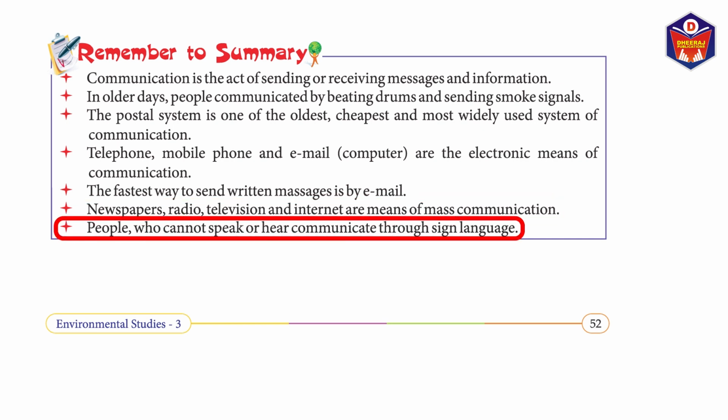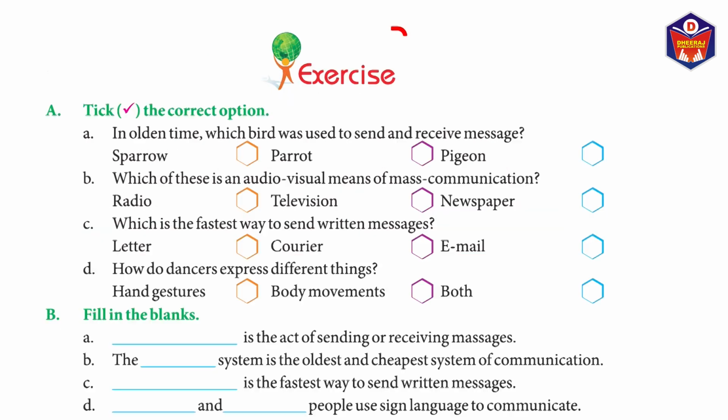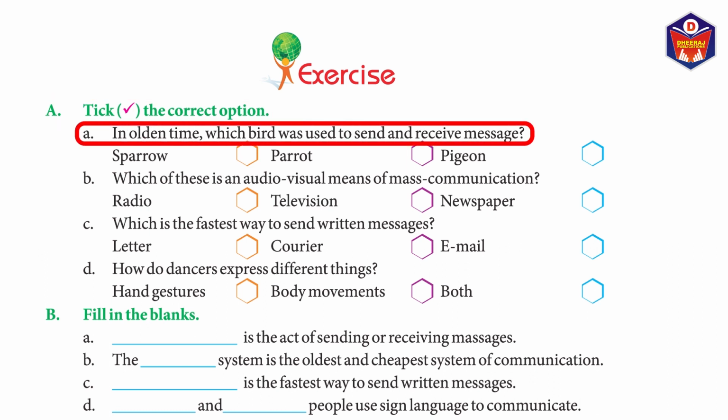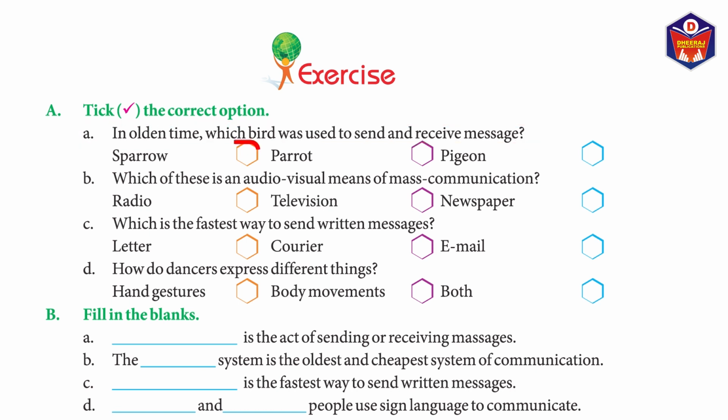People who cannot speak or hear communicate through sign language. Exercise. A. Take the correct option. A. In old time, which bird was used to send and receive message? Sparrow, parrot, pigeon. Answer: pigeon.